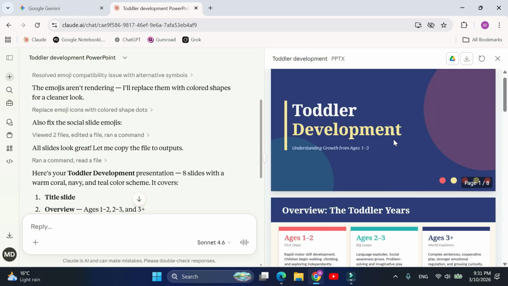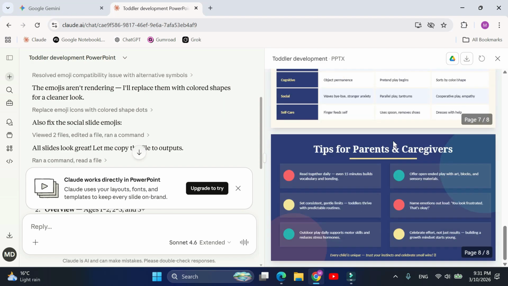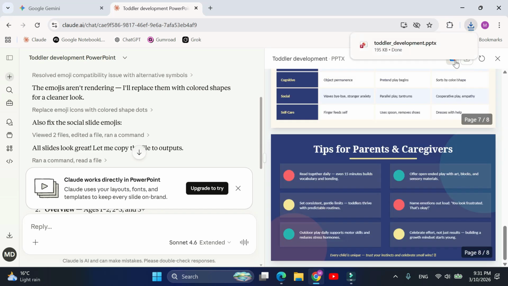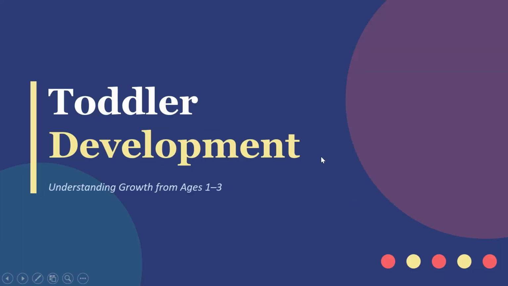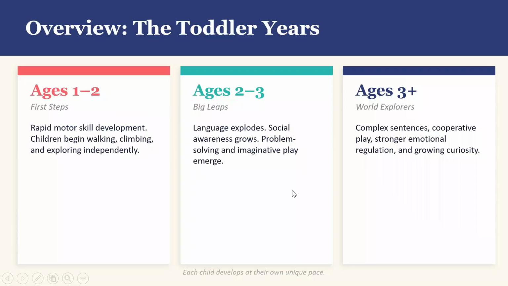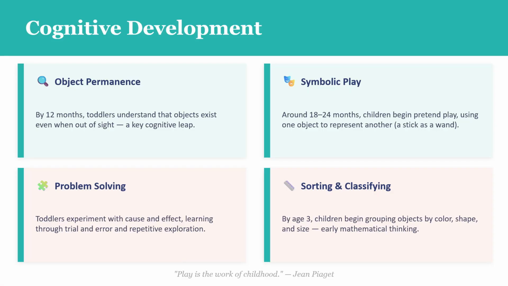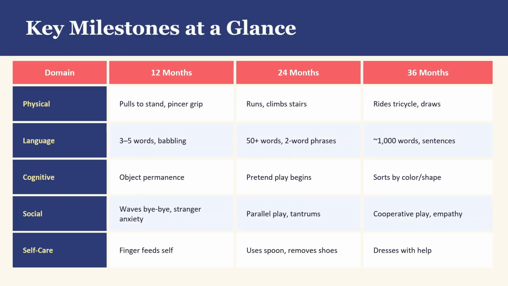Let's open it. Look at this. The font style is beautiful, the color scheme looks professional, and the slides are well organized. Let me download it and open it in PowerPoint. Here it is, a complete presentation about toddler development. You can see detailed sections like age groups, physical development, and many other important topics. The research is well structured, the data is accurate, and the presentation itself looks outstanding.